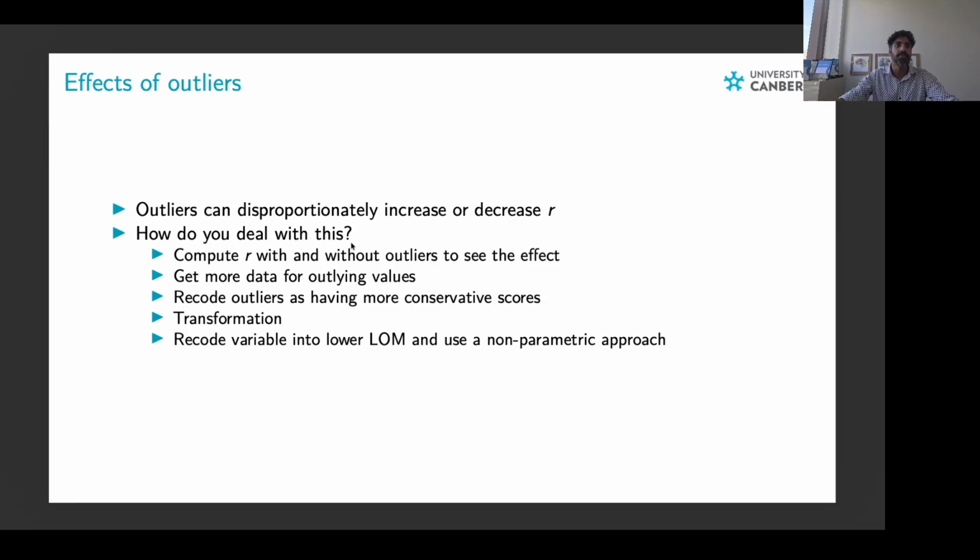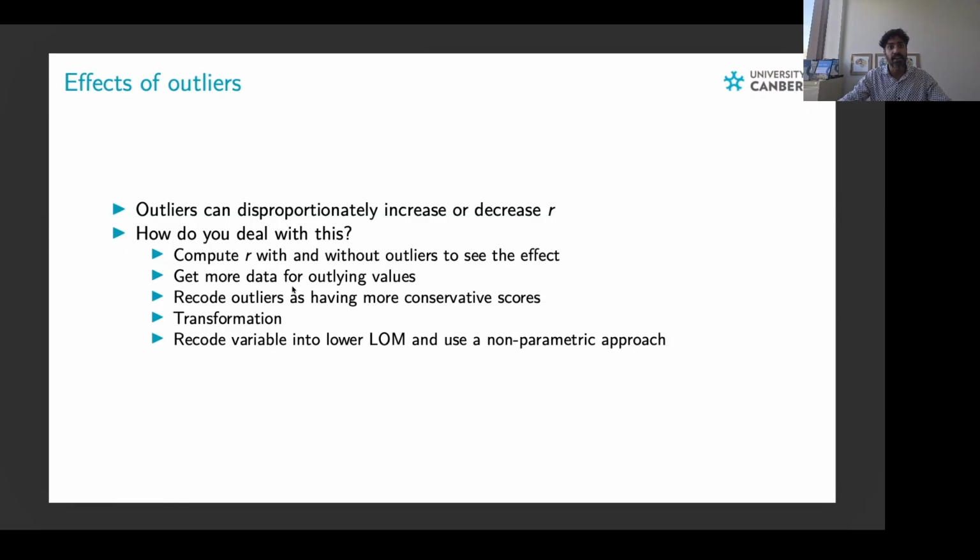So how do you deal with this? You compute R with and without outliers to see the effect. If you've identified outliers, you say, well, okay, how does this correlation change when I remove the outliers? And how does the correlation change when you have them in there, and see what the difference is? If there's not much of a change, then you could say, well, there's not much of a difference with the outliers, and so you include them to increase the overall power of your analysis.